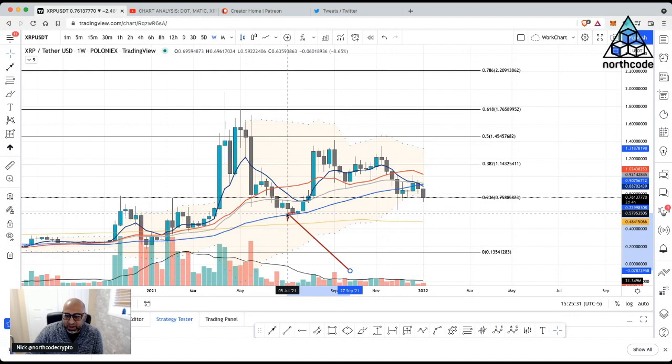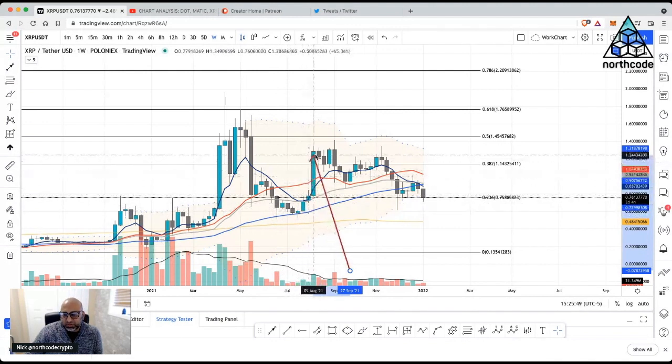And I've talked about this in the past with some other videos, but we did get support off that 50 MA. So we know the 50 weekly moving average is a very, very key moving average. The 200 is sitting right here. We'll talk about that in a sec. But price action found good support here, rounded off, and then started to pump again.